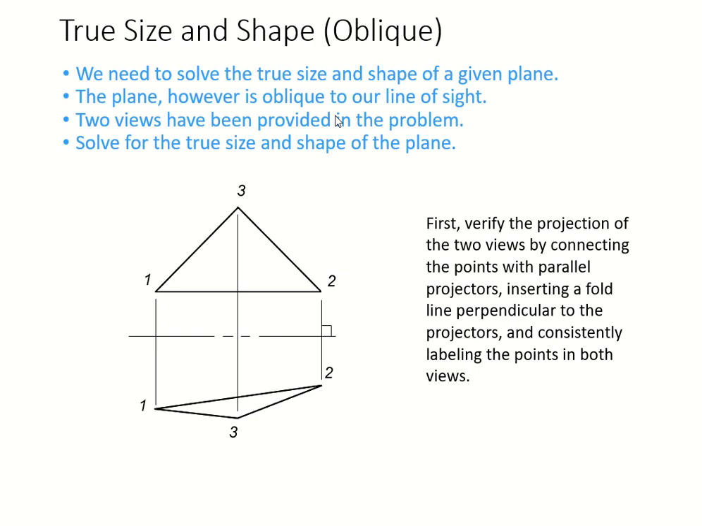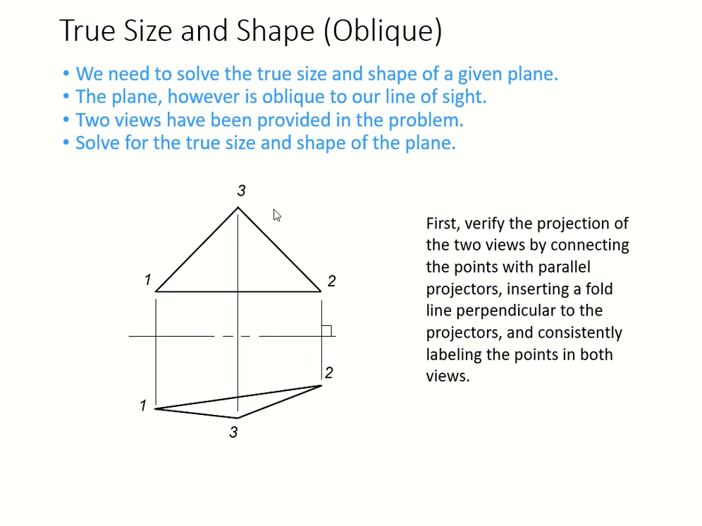Okay, so here is the problem recap. We have to solve the true size and shape of a given plane, and the plane is oblique to our line of sight because it is not parallel and not perpendicular, therefore it is oblique. And two views are given to you. First, we're going to verify the projection, as we always do. How do we verify the projection? We're going to connect the points with the projectors. We have only 3 points in each view. So connect them all.